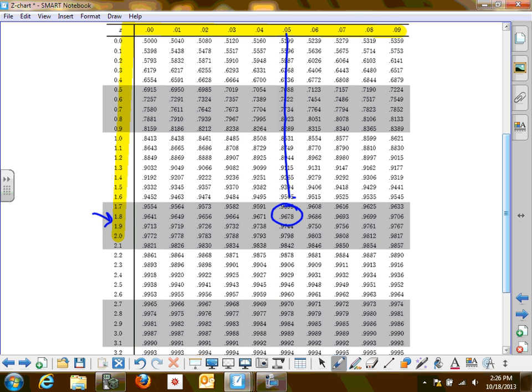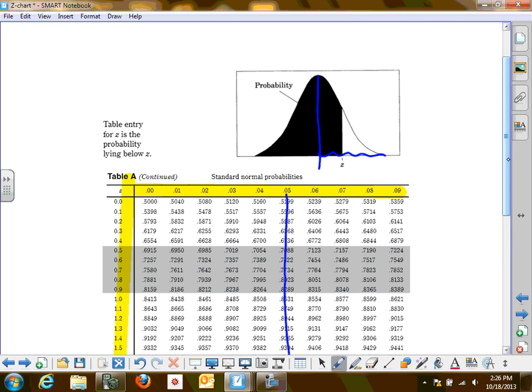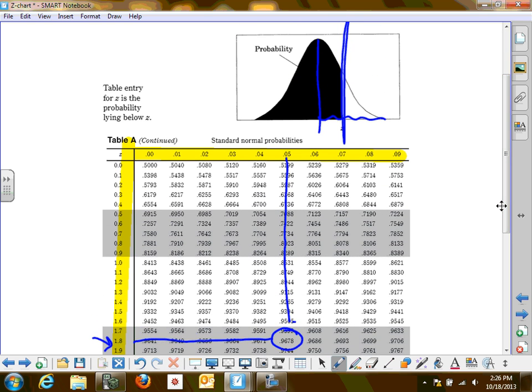Is that 0.9678? Okay, so 0.9678. Tell me, what is 0.9678? Let's say that this is the z-score of 1.85. What does 0.9678 mean? Good, that's all the area below that z-score. 96.78. So 96.78% of the data is located below that z-score.